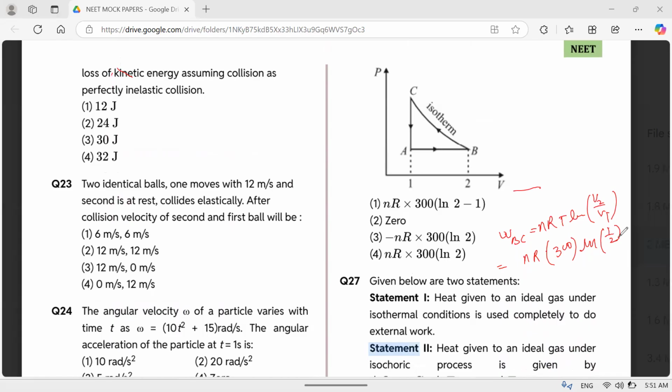Now tell me what is happening to volume. Is it decreasing or increasing from B to C? From B to C, volume is decreasing. So work done will be negative. So it is minus nR into 300, and this will be equal to ln of 2. So the third option will be the answer. Even without much calculation, it should have been told because from B to C the volume is decreasing, so there is only a negative term in the third option. Clear? Done, beta?